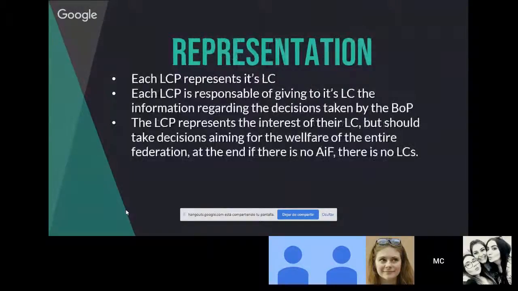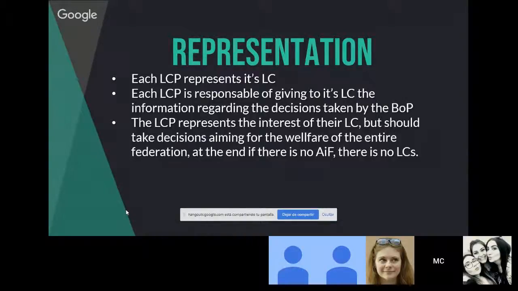In terms of representation, each LCP represents its own LC. So you are the representation of all the people that you work with. You are the representation of your EV. You are the representation of your university or your school. You are the representation of your EPs. You are the representation of your members.